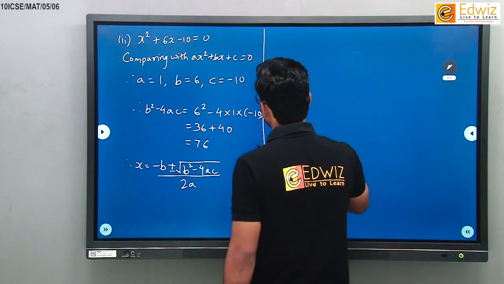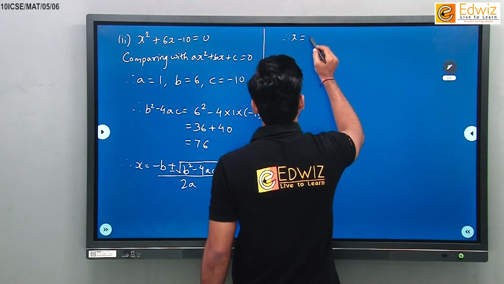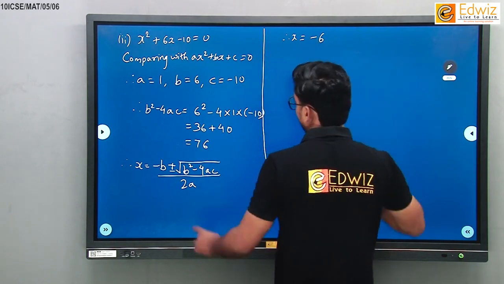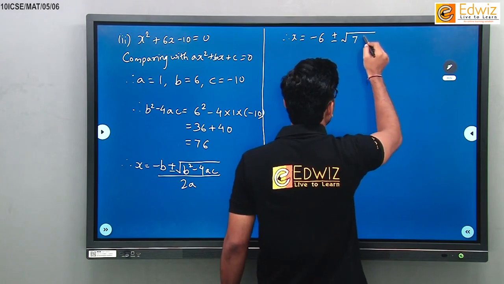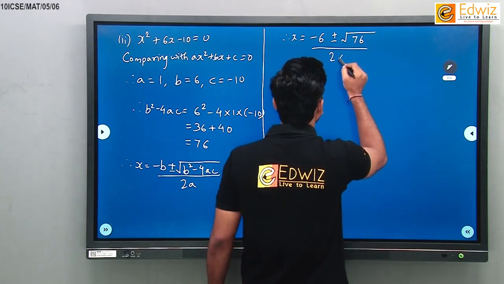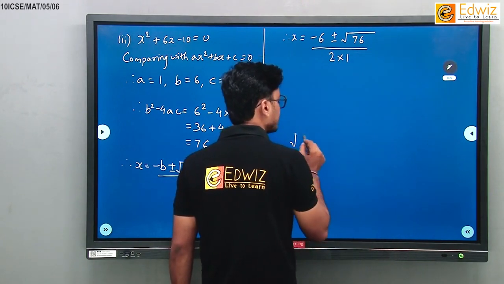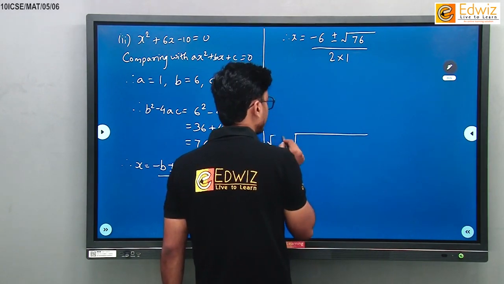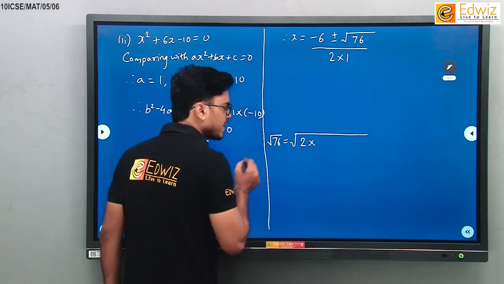Since it is not a perfect root, you will get a value which will have an irrational number. Minus 6, minus b is what? Minus 6 plus or minus square root of 76 divided by 2 into 1. Correct? Now root 76 can be written as what? This is root 76. Okay, root 76 can be written as 2 multiplied by, if we divide this by 2, what we will get?